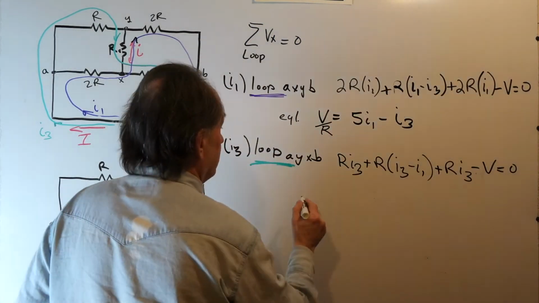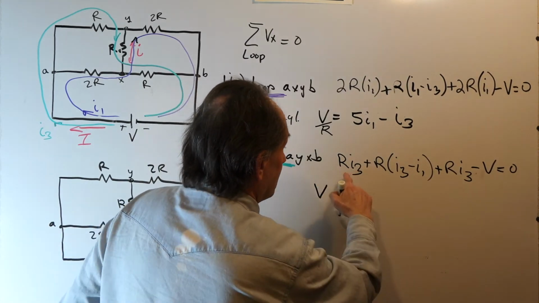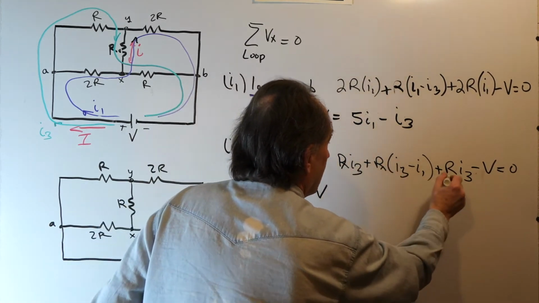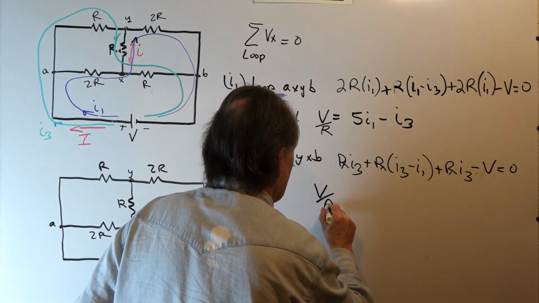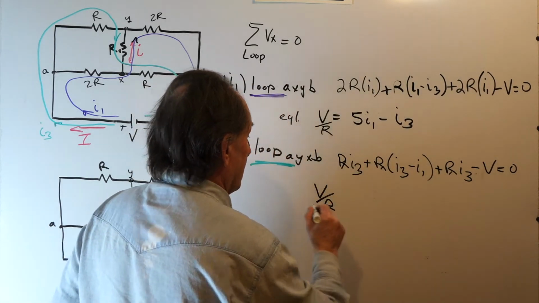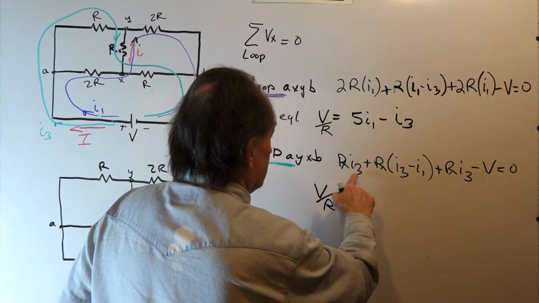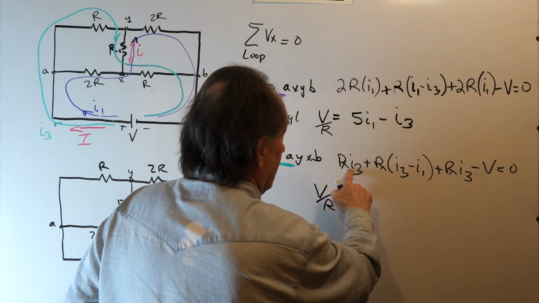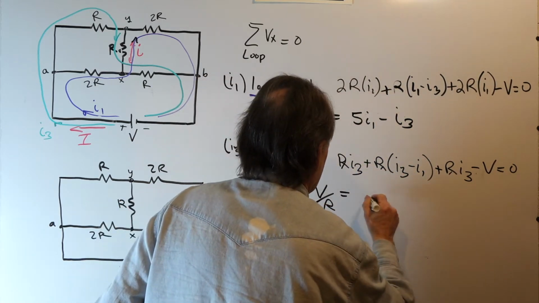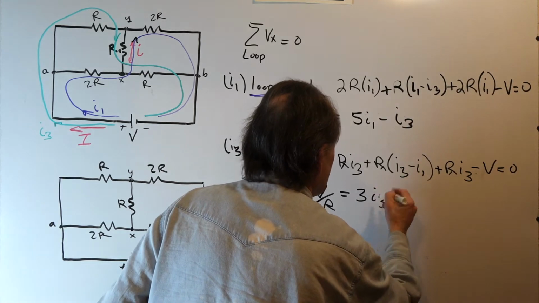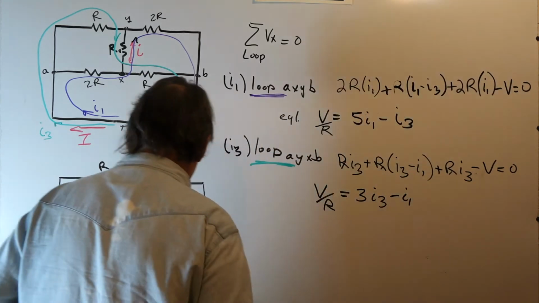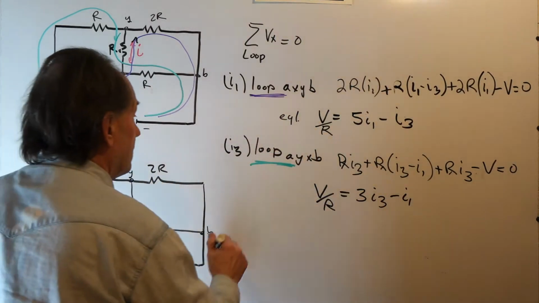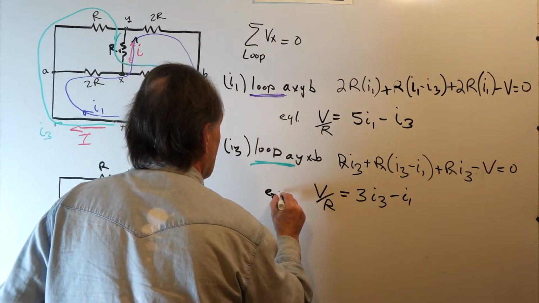Again, moving V over, and I'm going to divide through by R since it appears in each term, and we add our R3s. We have one I3, another I3, and another I3, so we have 3 I3s and a minus I1. So that's our second equation. This is equation 2.